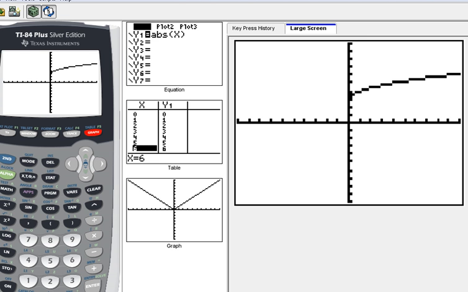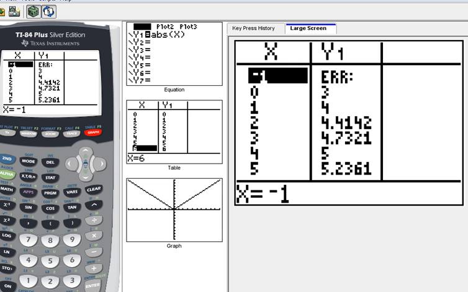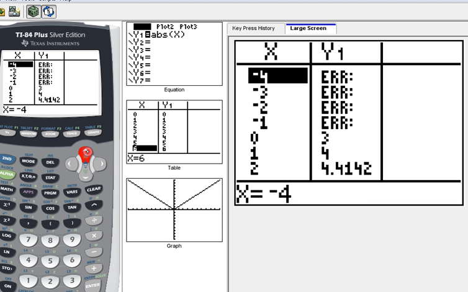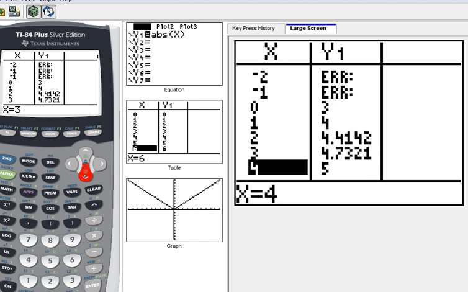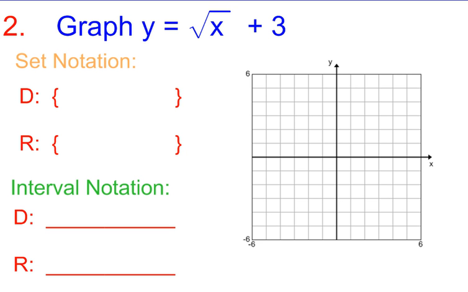So when I hit graph here, hopefully what you see is that this same shape just moved up 3. So if I go to my table, I'd start at 0, right, because I have errors before that because it's negative. So at 0, I can plot these points: (0, 3), (1, 4), and (4, 5). See those? So (0, 3), (1, 4), and (4, 5). And that's going to give me that half a parabola. That's what a square root function looks like. So our graphs today are going to look like this.